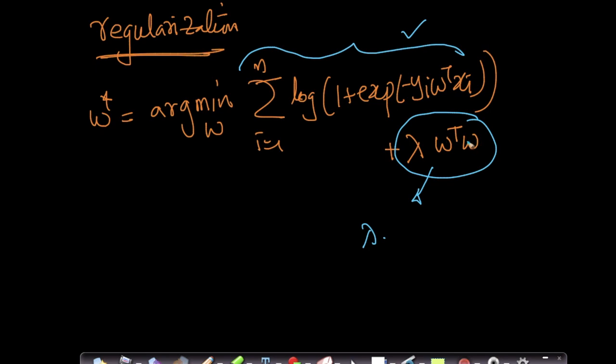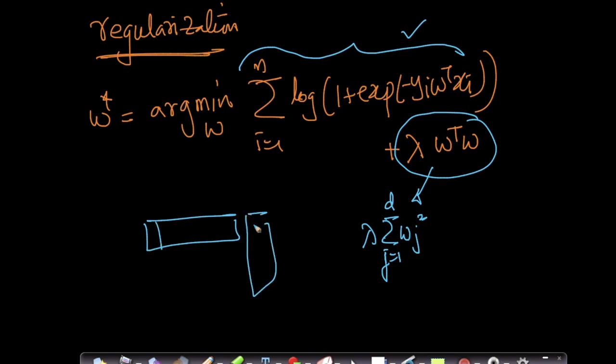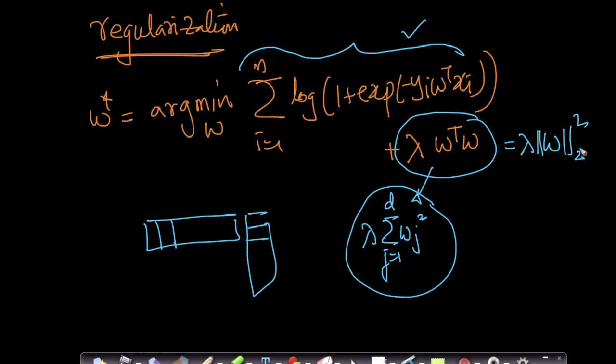What does W transpose W mean? It means the summation of j equals 1 to D of Wj square. Right? What is W transpose W? If you have a vector like W here, you multiply the first term with the first term, the second term with the second term, and so on. This is nothing but this. You can also write it as the L2 norm of W squared. This part, only this part.